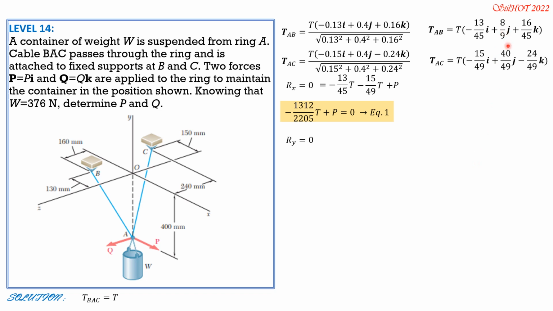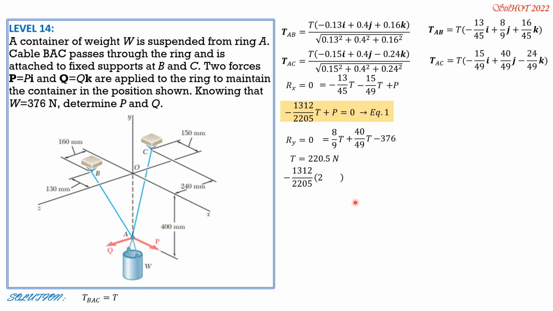Ry equals 0. Then we have 8 over 9 T, then plus 40 over 49 T, then minus the weight, which is 376. So we can solve now the tension. From this equation, 376 divided by quantity 8 over 9 plus 40 over 49 is 220.5. Then substitute T in equation 1, we can now solve for P.